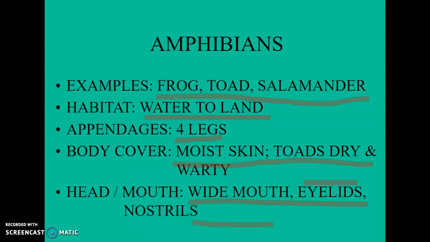All right, examples of amphibians: frog, toad, and salamander. Habitat, of course, is water to land. For appendages, we have 4 legs on this animal. The body cover has a moist skin, and the toads are dry and warty. And the head and mouth, wide mouth, eyelids, and nostrils.